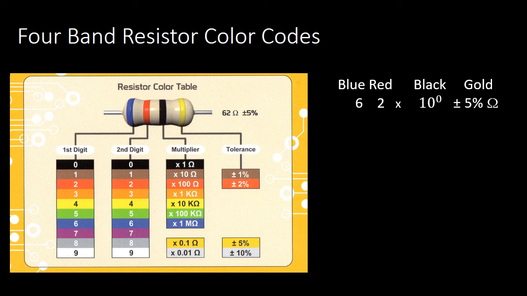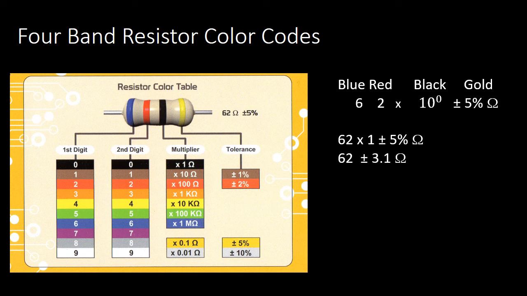This particular resistor shown in the example has the digits 6, 2, and then black corresponds to 0, which means 10 to the 0 power. And then gold, the tolerance band, is plus or minus 5%. So what that means is that we have a resistor that is 62 times 10 to the 0 power, where 10 to the 0 is 1, as any number raised to the 0 power is 1. And then we have plus or minus 5%.